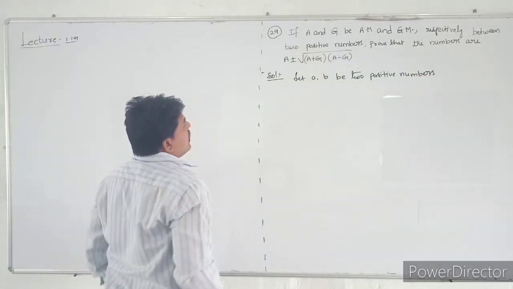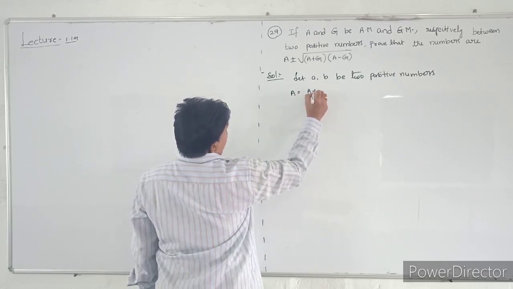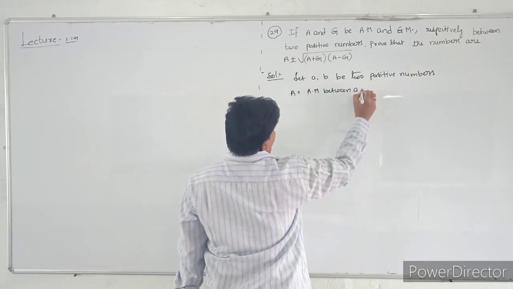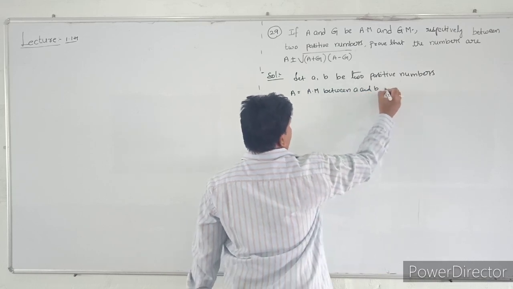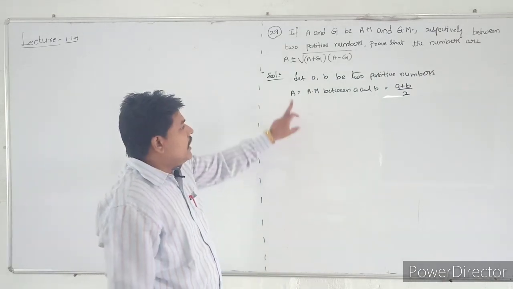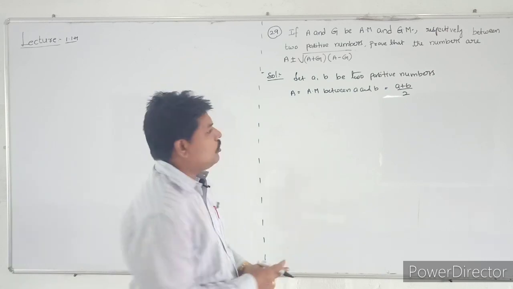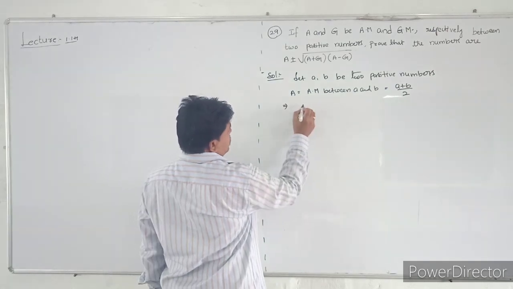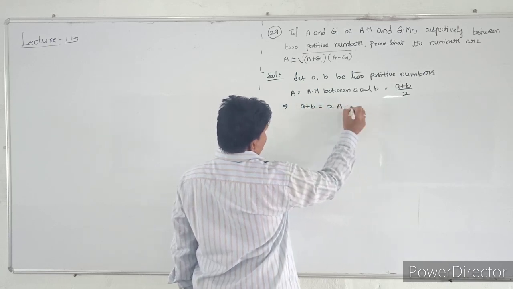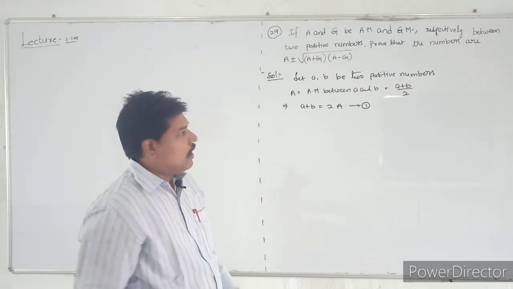So A, what is the A? A is the arithmetic mean. A is equal to arithmetic mean between A and B. So that implies A plus B by 2. Then automatically what is the arithmetic mean of A and B? A plus B by 2. So that implies A plus B is equal to 2A. So take this as the equation number 1.